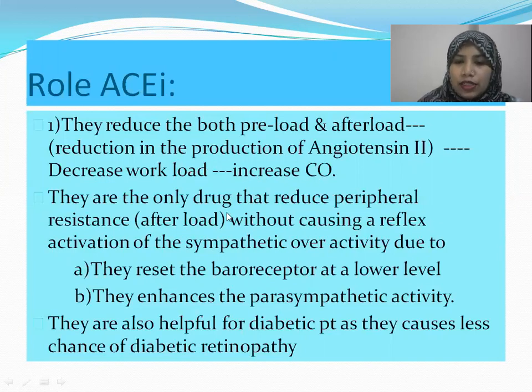They are the only drugs that reduce the peripheral resistance, that means afterload, without causing a reflex activation of sympathetic overactivity because they reset the baroreceptor at a lower level. They enhance the parasympathetic activity also. These types of drugs are very useful for diabetic patients because they cause less chance of diabetic retinopathy.